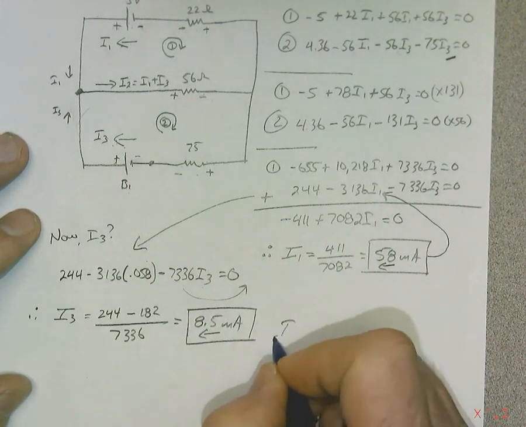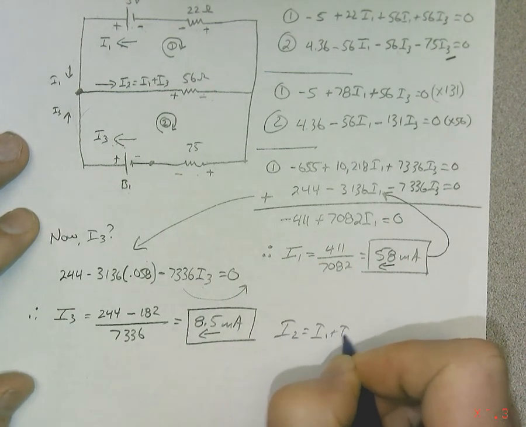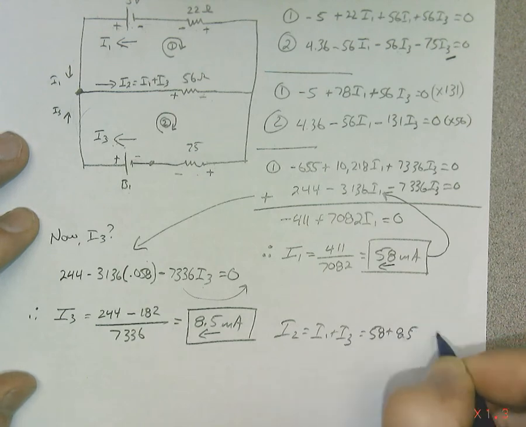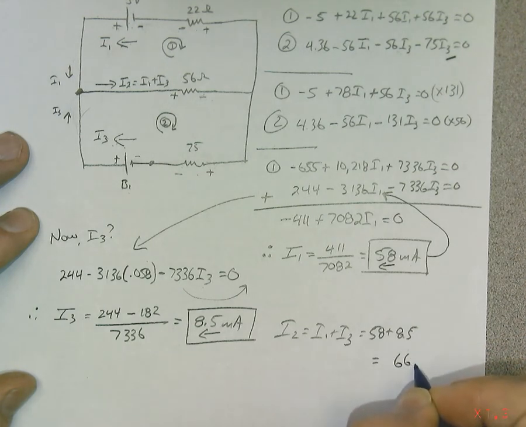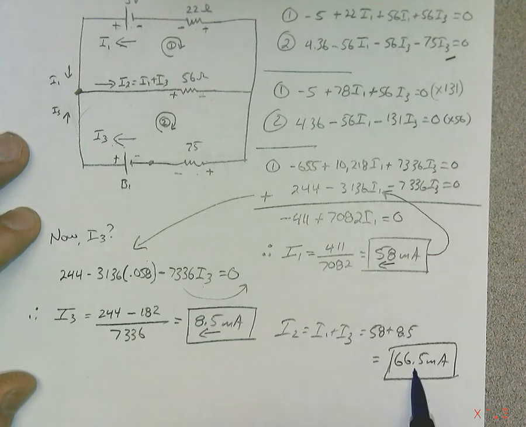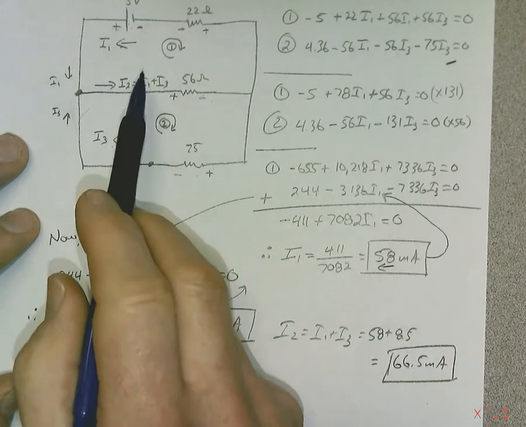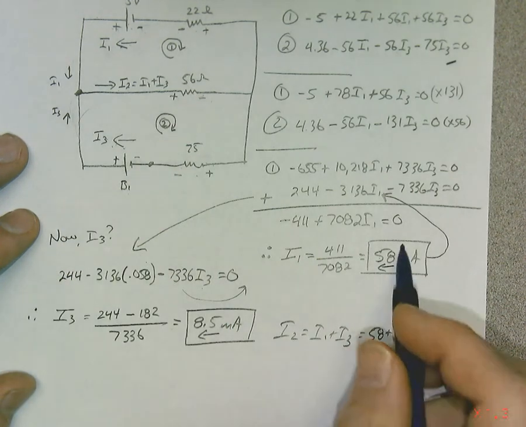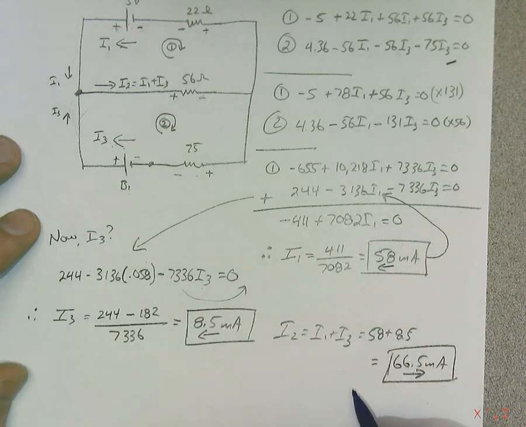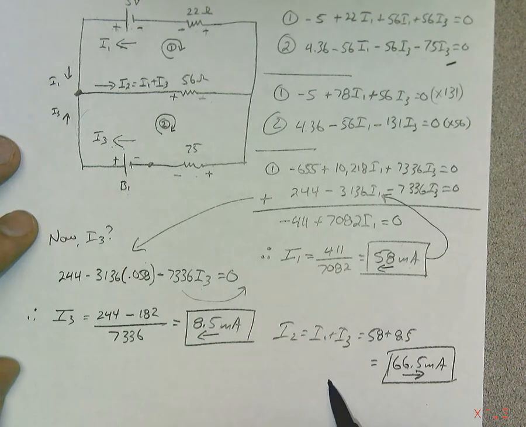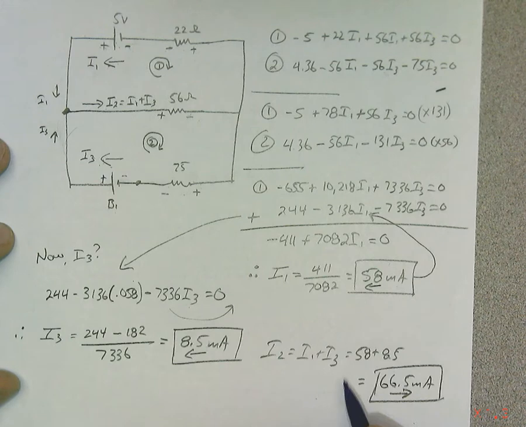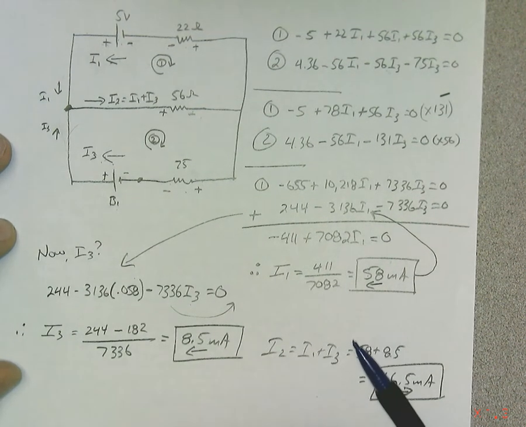Then finally, I2 is equal to I1 plus I3, which is 58 milliamps plus 8.5 milliamps, which is 66.5 milliamps. And we have solved our problem. Since this again is positive, it means our assumed direction of I2 is correct. It's to the right. If any of these were negative, they'd be in the other direction. So there is 13 minutes of solution time for this problem. There's no real shortcuts. You got to take the time to do it. That was fun. Thank you very much.